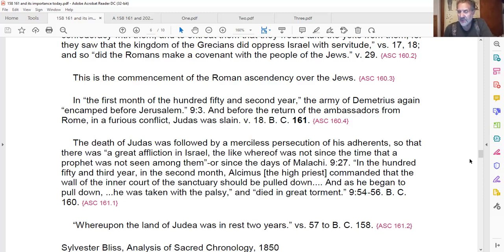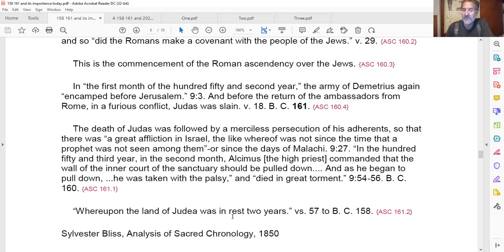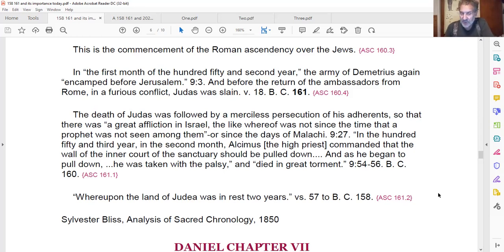1 Maccabees 9:54-56, BC 160. Whereupon the land of Judea was in rest for 2 years, BC 158. This is according to Sylvester Bliss, Analysis of Sacred Chronology. So Bliss is giving us evidence for both 161 and 158. One, when the league was sought, and then by 158, as that league looked to become official.